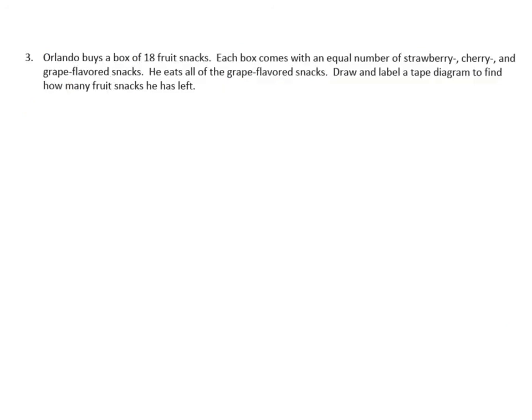Let's take a look at number 3. It says that Orlando buys a box of 18 fruit snacks. Yummy. Each box comes with an equal number of strawberry, cherry, and grape-flavored fruit snacks. He eats all of the grape-flavored fruit snacks.